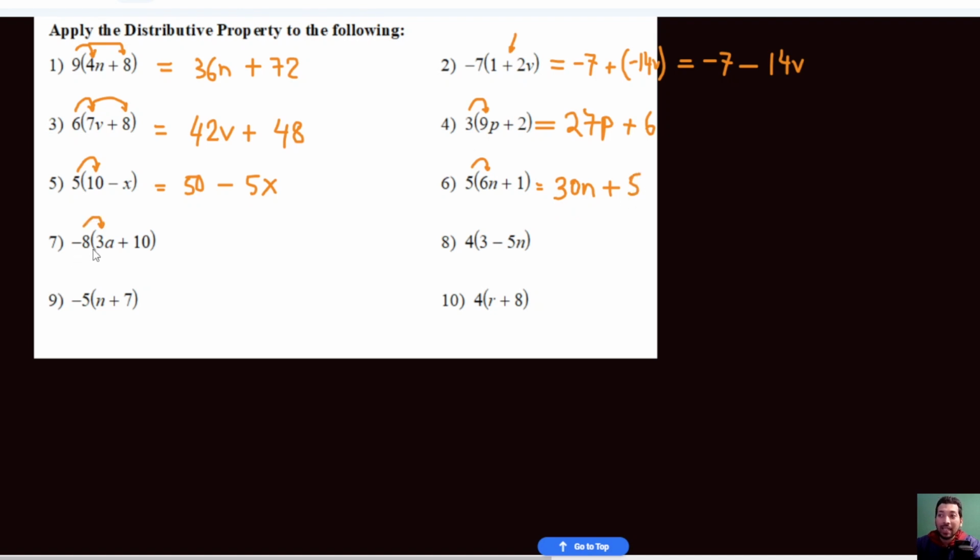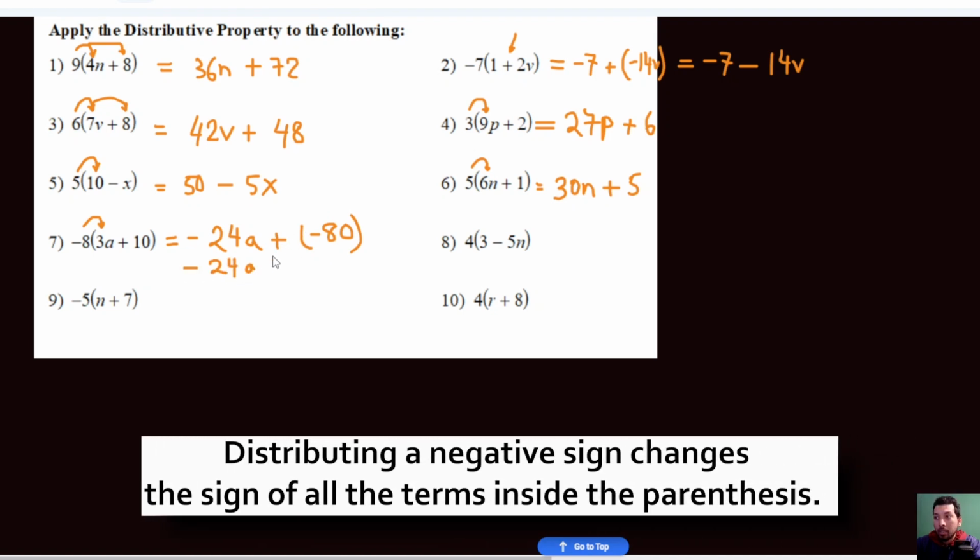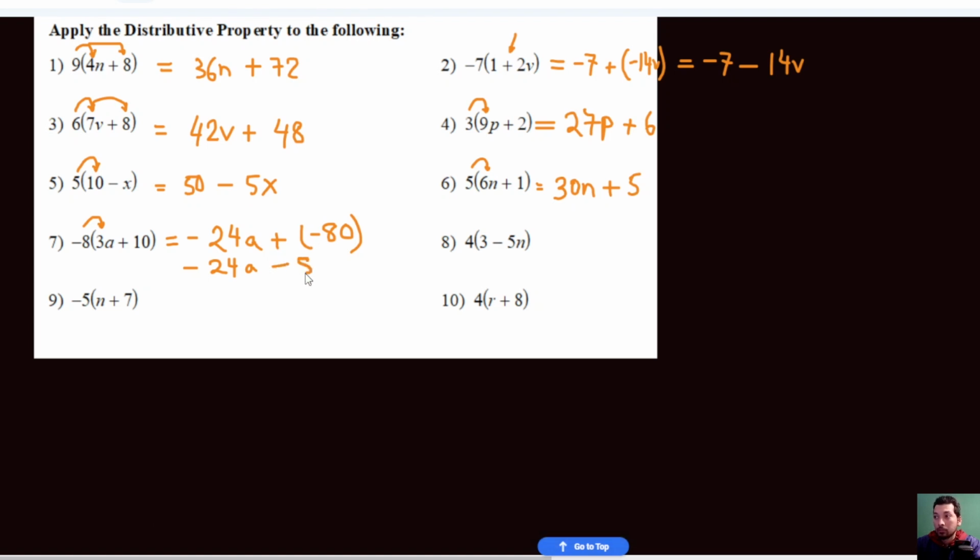Number 7, we have -8, open parenthesis, 3a plus 10, close parenthesis. -8 times 3a is -24a. Then we have this plus sign right here. -8 times 10, that is -80. If you do the distributive property of these two signs, -24a, plus and negative would turn out to be a minus 80.